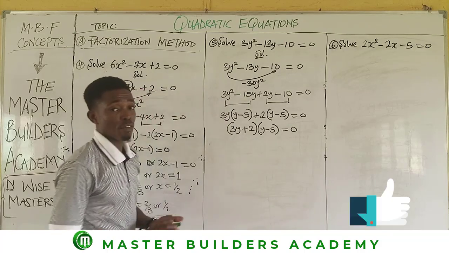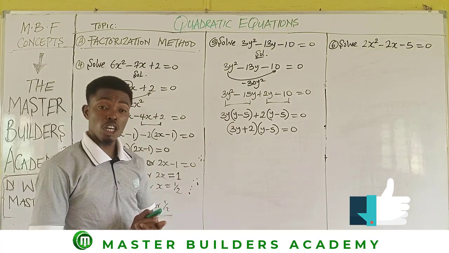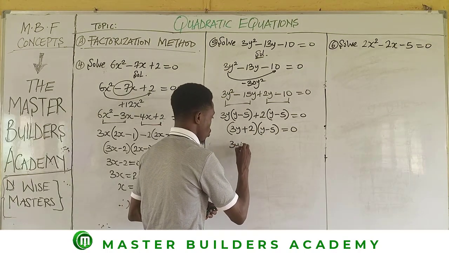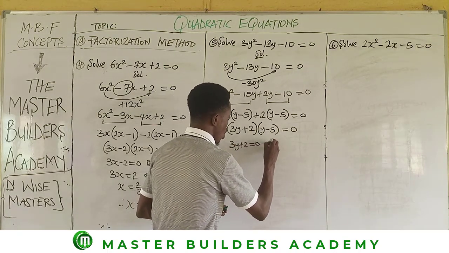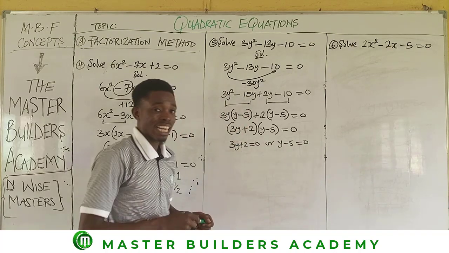Now, as usual, for the product of two factors to be 0, one must be 0. So it's either the first, which is 3y plus 2 equal to 0, or the second is equal to 0. So this is trial and error.